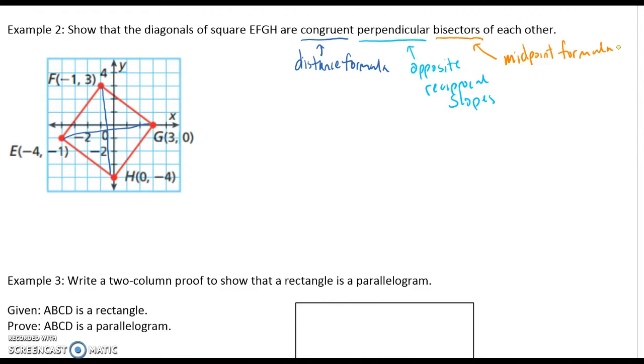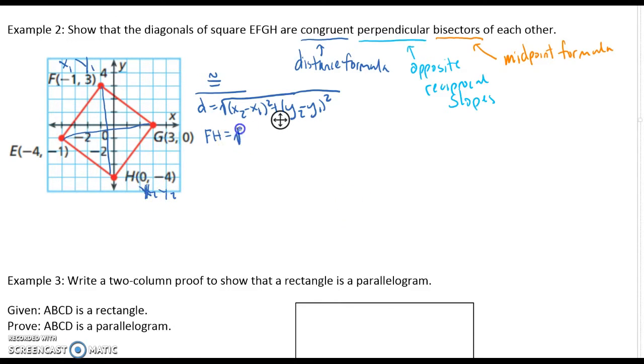So we're going to use that distance formula on the points FH and EG. Okay, so there's my distance formula. So I just put that congruent to show you which part I'm doing there. But again, distance equals the square root of x2 minus x1 squared plus y2 minus y1 squared. If I go ahead and use FH, remember it doesn't matter. One's going to be x1, y1, one's going to be x2, y2. And just plug it in. So I'm going to use square root of 0 minus -1 squared plus -4 minus 3 squared.